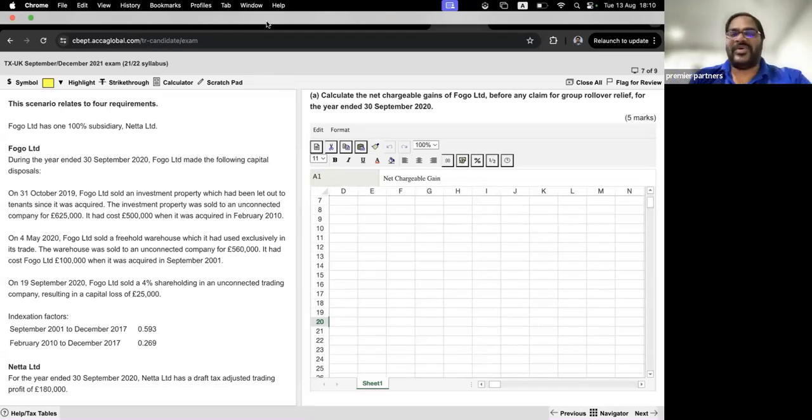Okay, let's go ahead with the requirement of this third scenario. It has four questions. The scenario says at the beginning itself: the first one, calculate the net chargeable gain of FOGO Limited before any claim for group rollover relief for the year ended 30th September. So we are going to talk about a group. They are talking about group rollover relief. So prior to group rollover relief, what is the chargeable gain for FOGO Limited? Are we clear with the requirement?